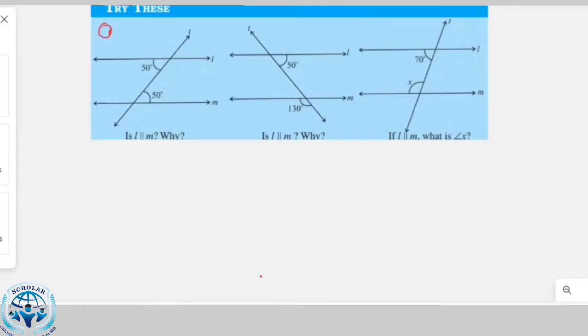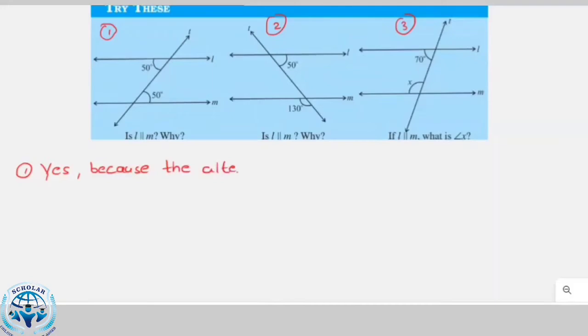Again try these. These are 3 questions. First of all, we will name these 1, 2 and 3. Number 1. Is L parallel to M? Yes, because alternate angles are equal. If the alternate angles are equal, then the lines are parallel. If the lines are parallel, alternate angles are equal.